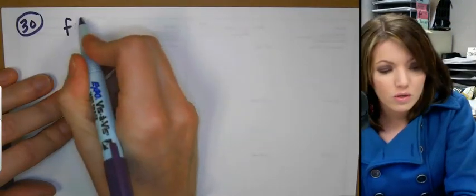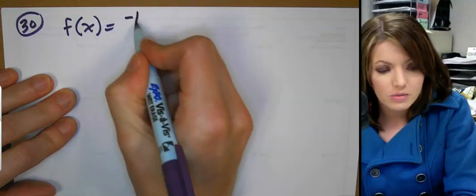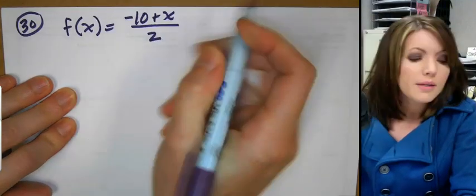Okay, next we want to, now we're moving on to inverses. So f of x equals negative 10 plus x all over 2.